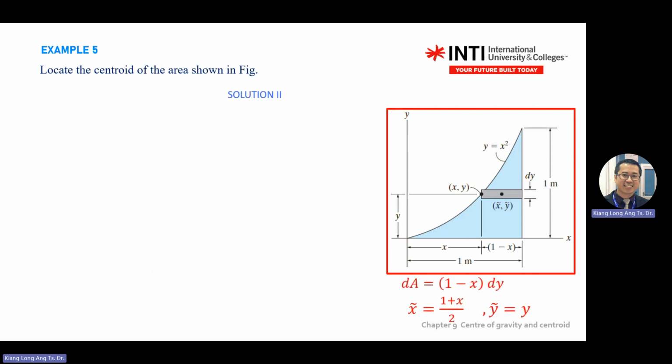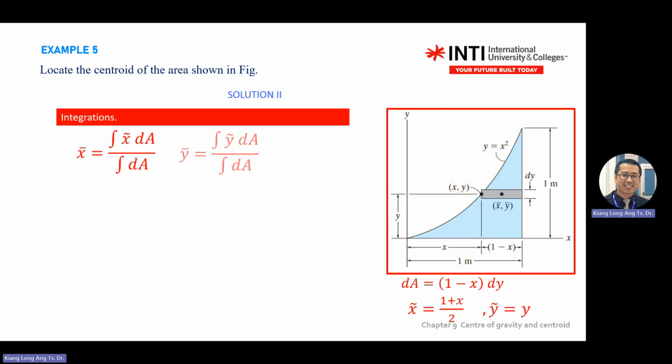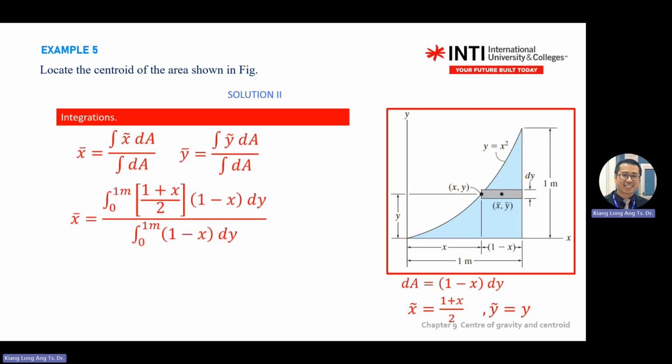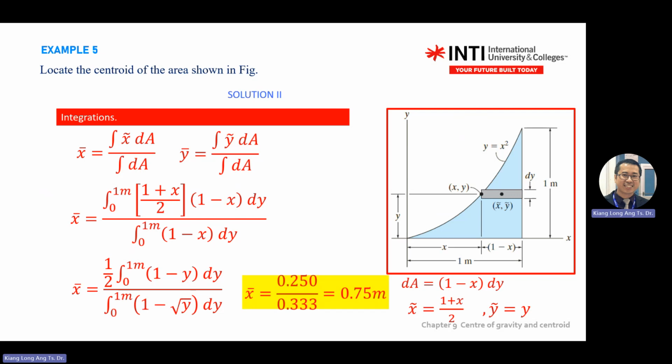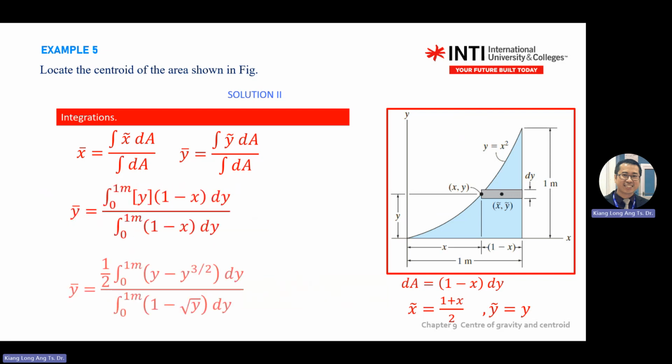Then the third is integration. Same equation, applying the A. So the A equals this one. Substitute there. Then x curly equals this one. Substitute there, do integration, and you arrive at the same answer, 0.75. You do the same for y, and you arrive at the same answer also. It's only the steps that are a bit different. Okay, method 1 and method 2.